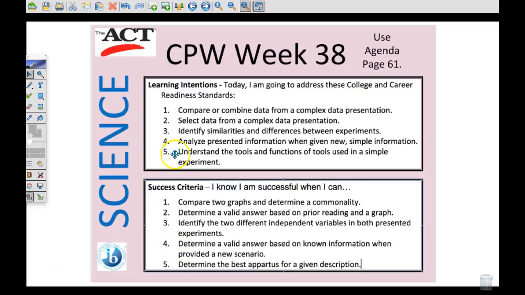And in our last question, we'll understand the tools and functions of tools used in a simple experiment, and we'll determine the best apparatus for a given description.